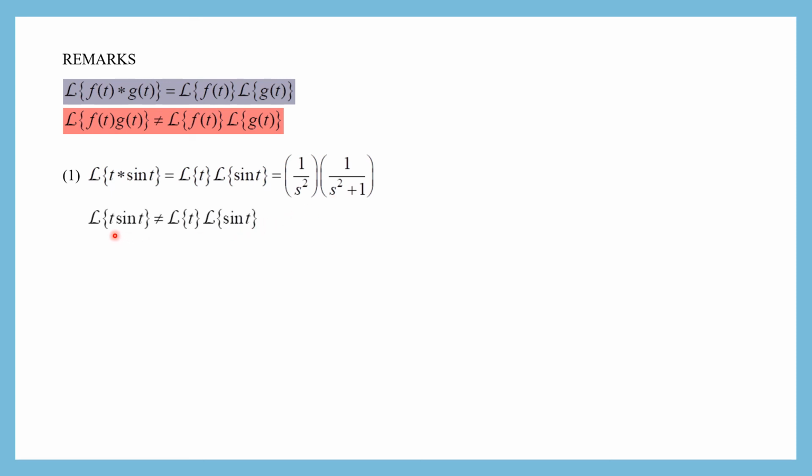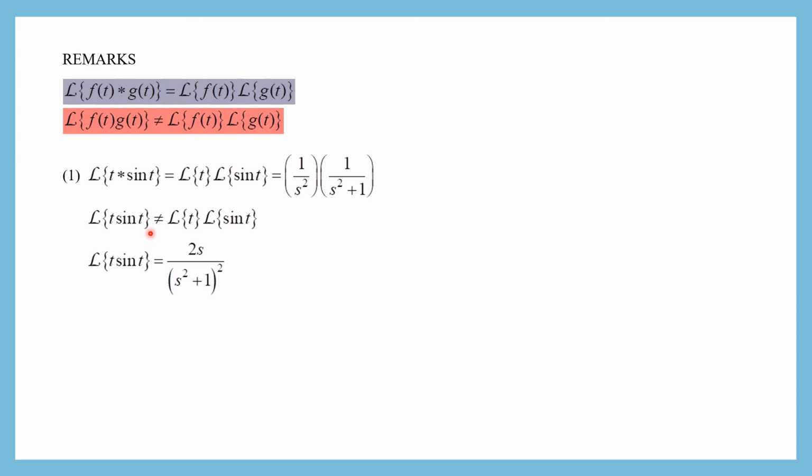Take note that t sine t is not the same as t asterisk sine t. This is a product of two functions, t and sine t, whereas this is a convolution of t and sine t. To find the Laplace transform of t sine t, do not use the convolution theorem because it is not equal to the Laplace transform of t multiplied by the Laplace transform of sine t. So how do you find the Laplace transform of t sine t?